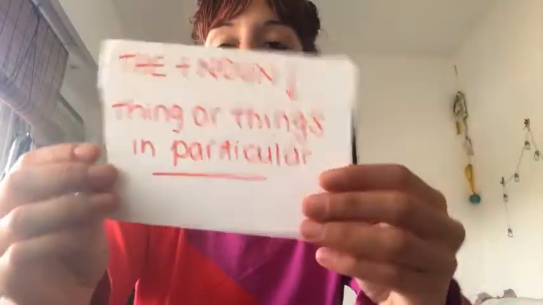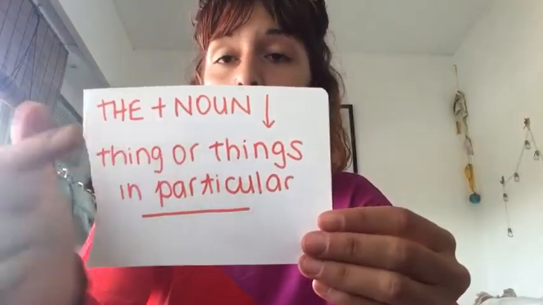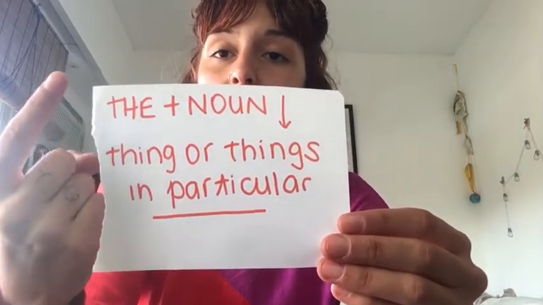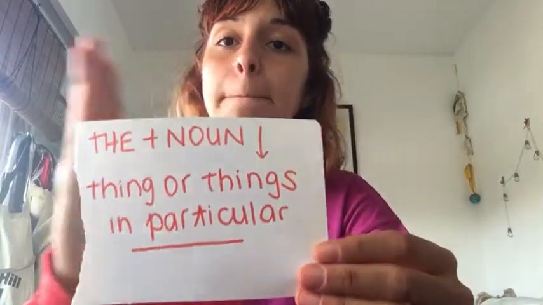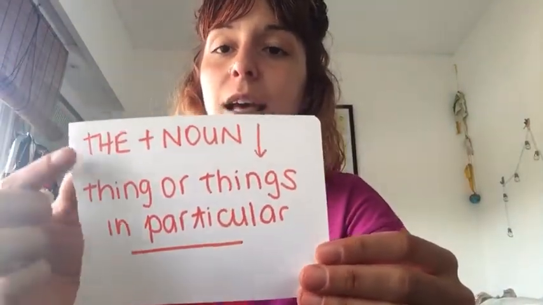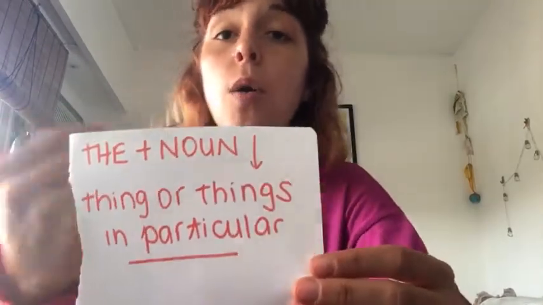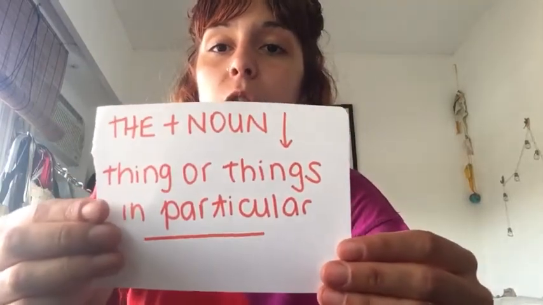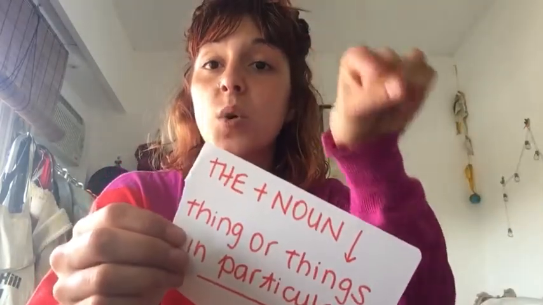Then we have the very well-known, very famous article the. The is always followed by a noun as any article, and it is for one thing or many things in particular. So we have singular and plural forms, okay? The es tanto para singulares y plurales, para una cosa o muchas cosas. But when we use the, we are always talking about something in particular, okay? Una cosa en particular, ¿sí?